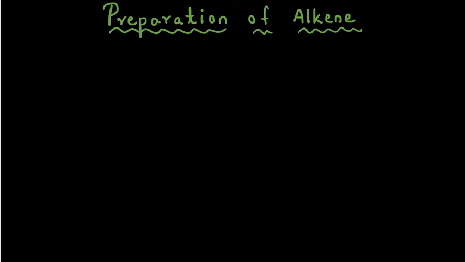Hello student, today we will be learning about the preparation of alkene. Now what do you mean by alkene? Double bonded hydrocarbons having the formula CnH2n are known as alkenes. So double bonded unsaturated hydrocarbons are alkenes.